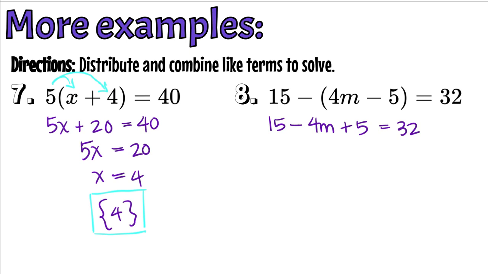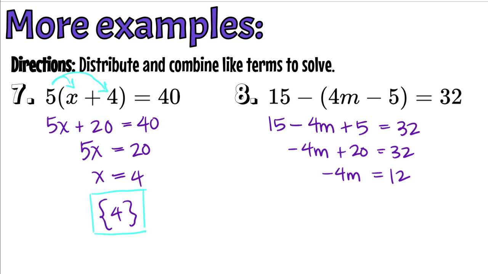On the left, the first thing I'm going to do is combine like terms, right? I see that I have 15 and I have a plus 5. Those two are like terms. So 15 plus 5 is 20. That gives me negative 4m plus 20 equals 32. And then I want to subtract 20 from both sides. So that gives me negative 4m. 32 minus 20 is 12.